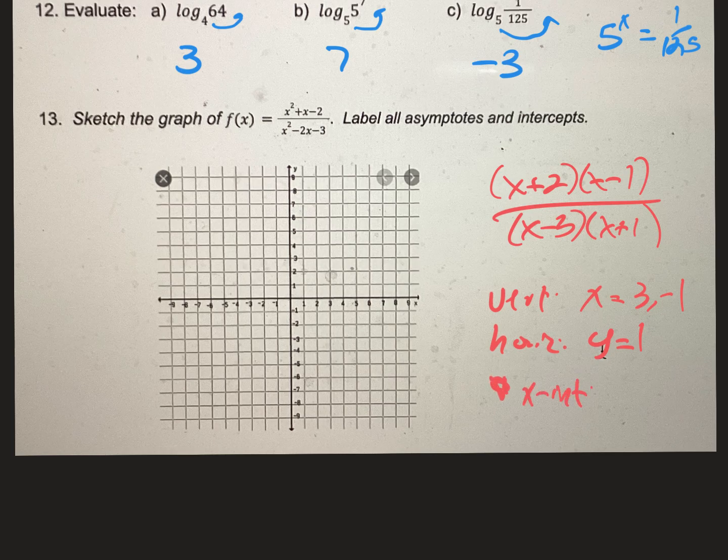X-intercepts, what makes the numerator 0, which is negative 2 and 1. My y-intercept, just cover up all your x's, and that leaves you with 2/3. So I'm going to graph what I have here. The vertical is x is 3, which is right there. Also x is negative 1, which is right there. Horizontal is y equals 1, which is right there. My x-intercepts are at negative 2 and 1, and my y-intercept is at 2/3.